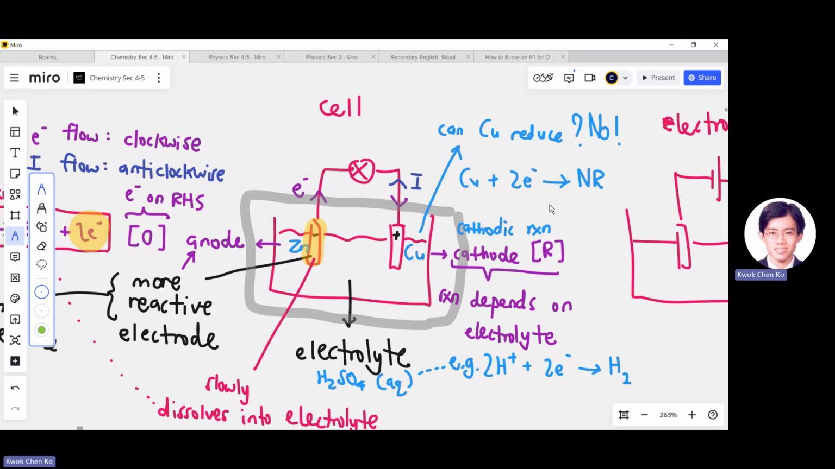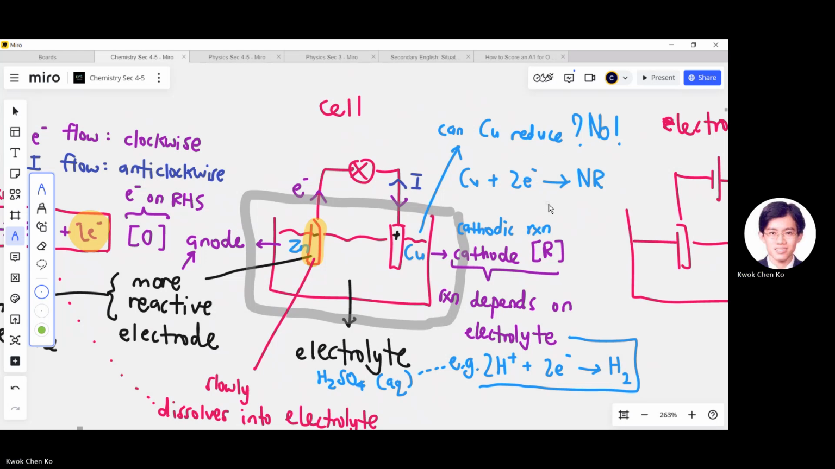Now, just now I was asking you, what happened to the zinc? Well, I've already answered, it slowly dissolves into the electrolyte. It's going to become smaller and smaller. Next question. What will you observe at the cathode then? The anode zinc becomes smaller and smaller. How about the cathode? What would you observe? To answer that, look at your reaction. Look at this cathodic reaction. What would you observe based on this?